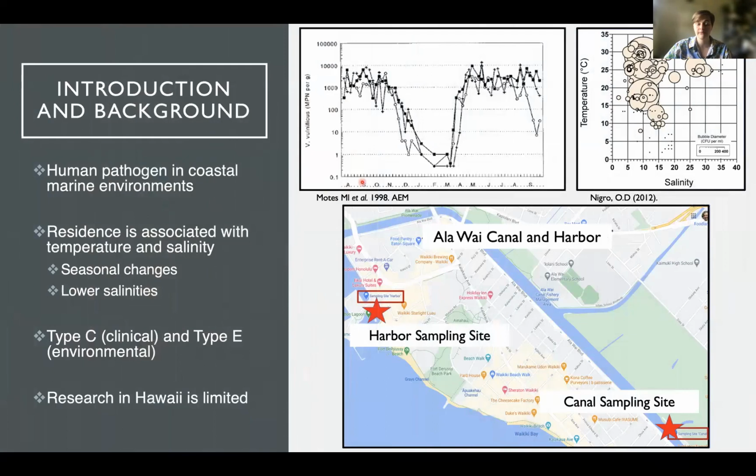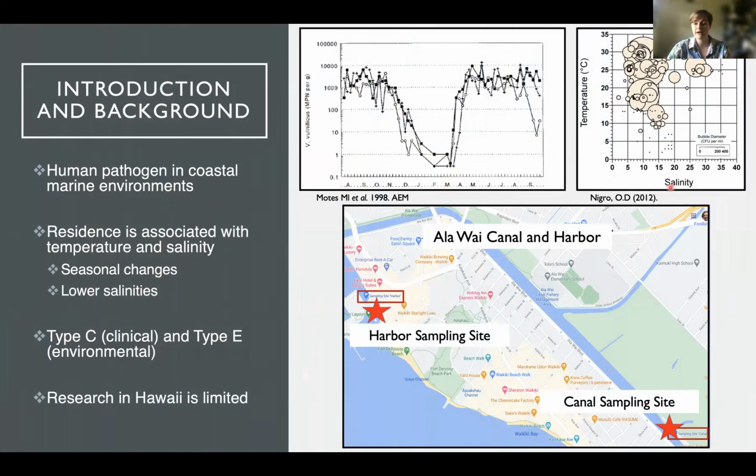This is a virulent human pathogen that resides in warm, brackish coastal marine waters, and its residence is generally associated with temperature and salinity. So this upper left-hand graph is showing levels of Vibrio vulnificus that change in relation to seasons. This was completed in the Gulf Coast, and it shows that as we go into cooler months, the levels of Vibrio vulnificus decrease compared to warmer months.